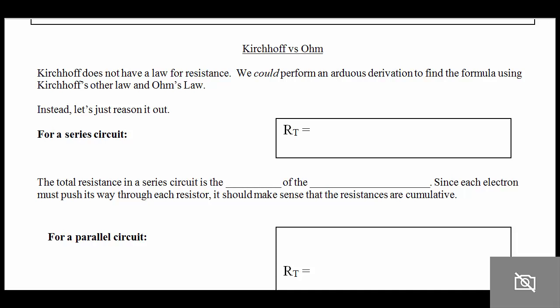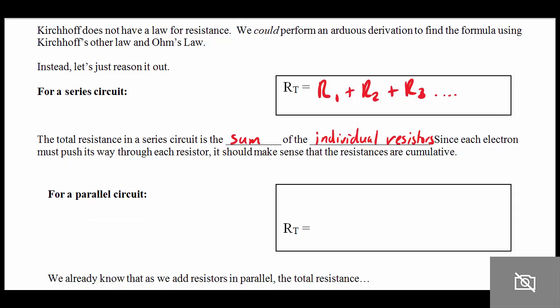And so in series, the total resistance is equal to R1 plus R2 plus R3, and so on. And so the total resistance in a series circuit is the sum of the individual resistors. So since each electron has to push its way through each resistor, then it sort of makes sense that these things add up.